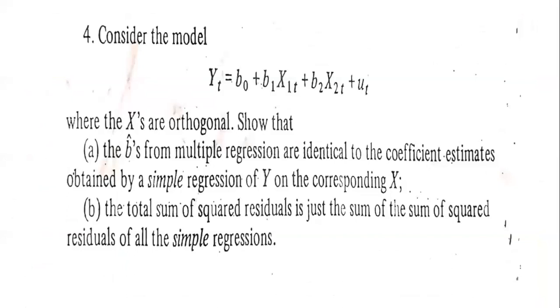So this is our first question. We are being asked to consider a model, and we all know that this given model here is a multiple linear regression model. So given a regression model of this form, the emphasis we are laying here is that the x's are orthogonal. Therefore we are supposed to show that the estimates of b, that's b caps, from the multiple regression are identical to the coefficient estimate obtained by a simple regression of y on the corresponding x. Okay, but let me start by explaining what orthogonality means.